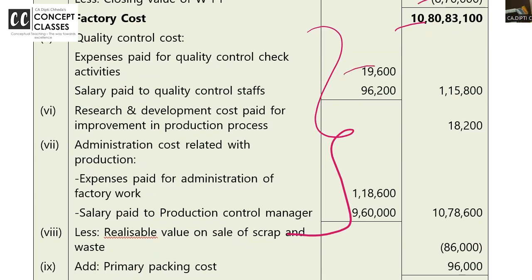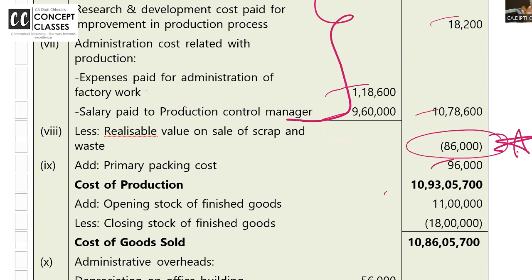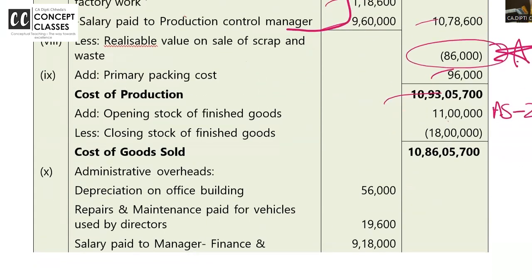Quality control expense, R&D expense, their salary, administrative expense related to factory, and the sale value of scrap, which will be minus here, and primary packing, of course. This will give you cost of production. So your finished goods is value till here. It's the ready produced goods in your godown. Your AS2 closing stock is this. Opening finished goods, closing finished goods and cost of the goods sold.